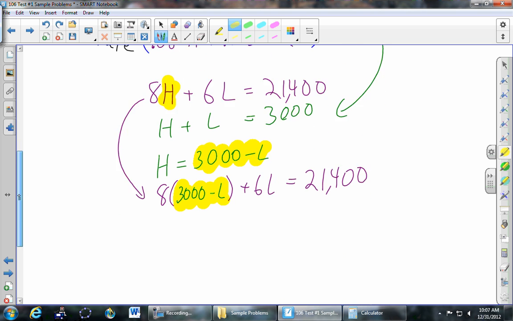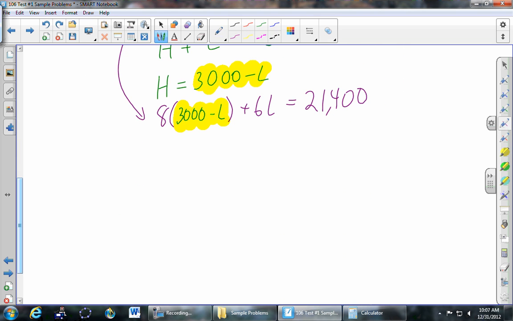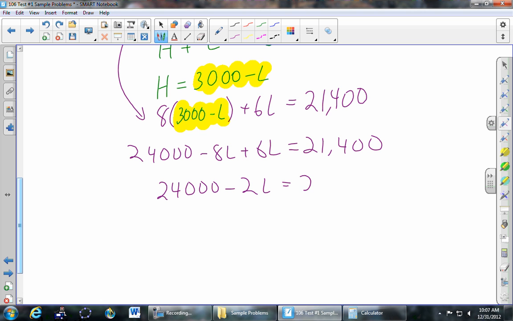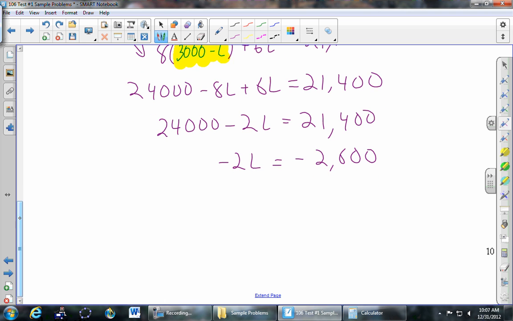It's got only one variable, just L. So we're not too far from the end of this one. Distribute the 8. 24,000 minus 8L plus 6L equals 21,400. Combine like terms, 24,000 minus 2L is equal to 21,400. Subtract 24,000 from both sides. We get negative 2L is negative 2,600. Divide both sides by negative 2. And it turns out L is 1,300.